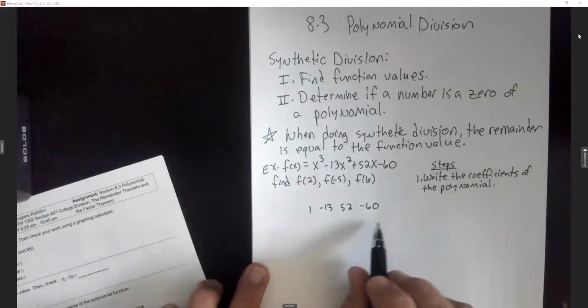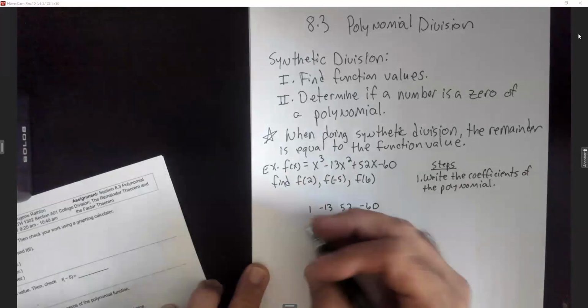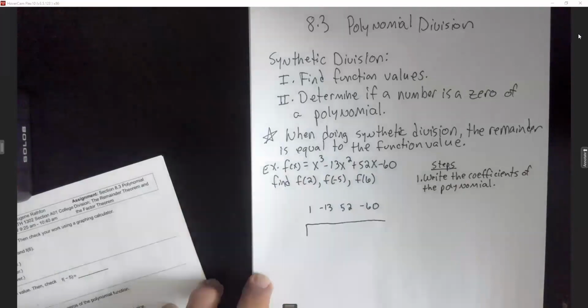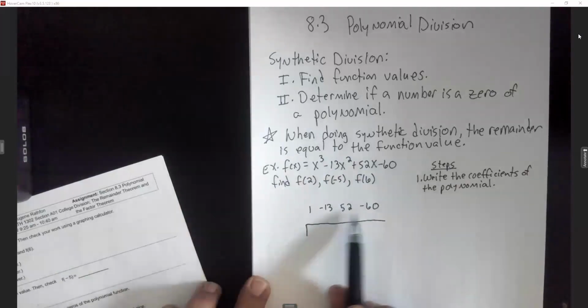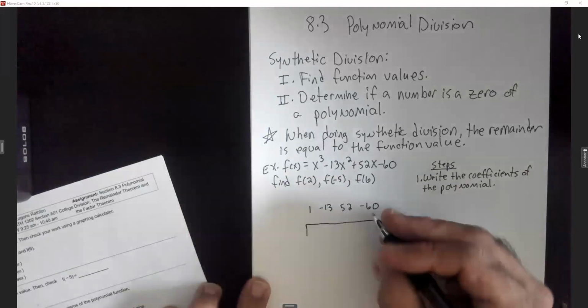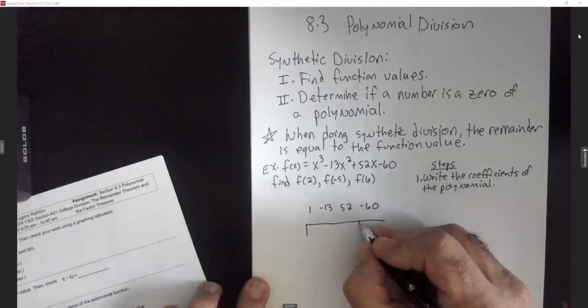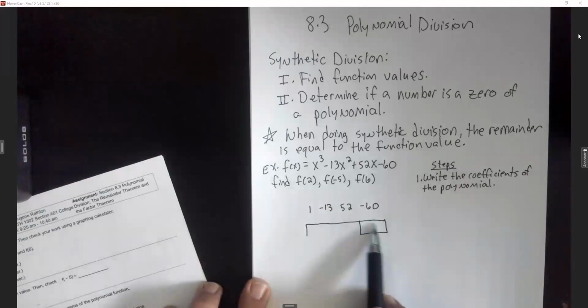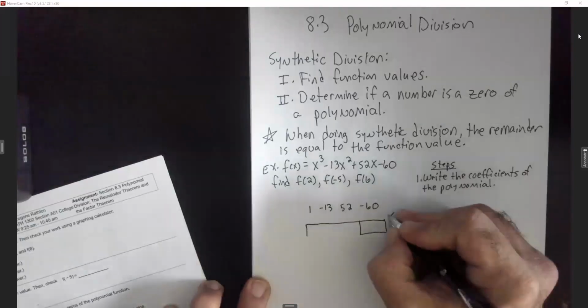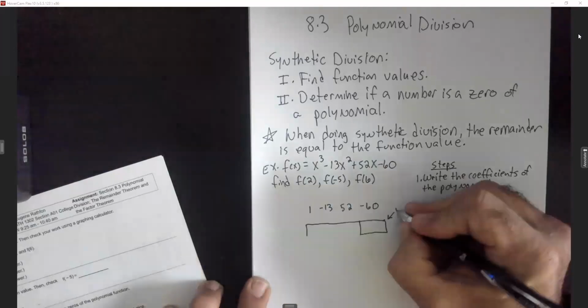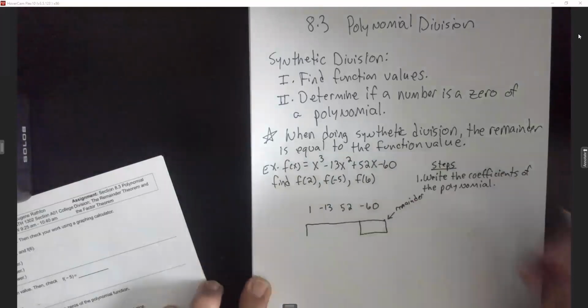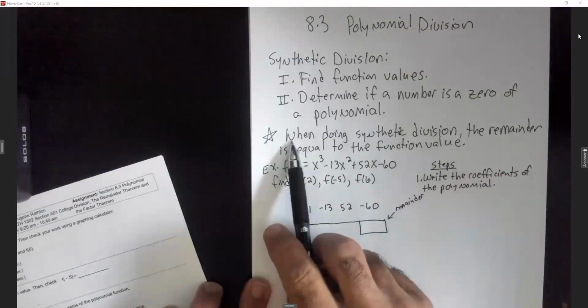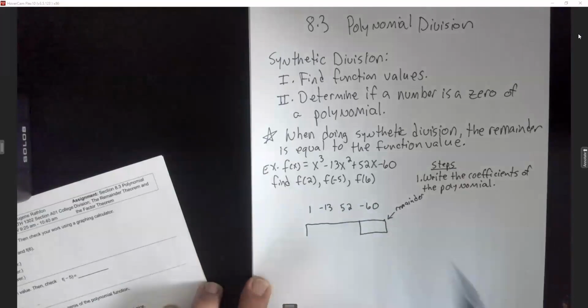Now, what I do, once I write these coefficients, I put a little space here, and I'm going to draw half a box under that. So leave a little space in between because we're going to be putting numbers here also, okay? Now, I got half a box, and I'm going to square in the last section. So under the -60, I'm going to square in that box, because what's going to go in that box when we're done is the remainder.